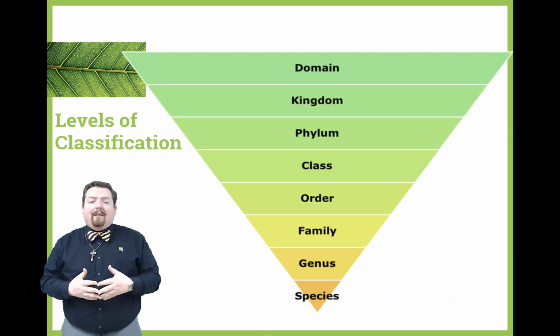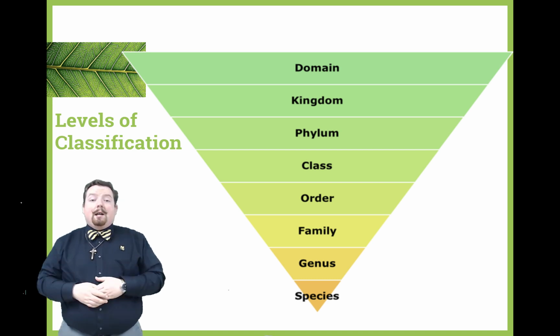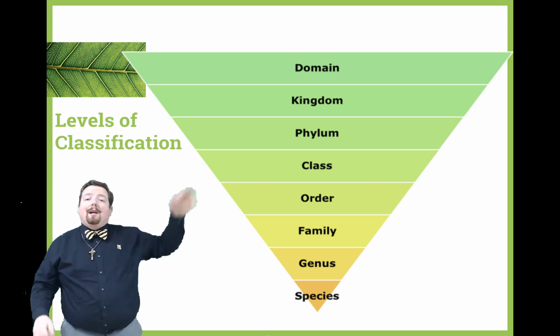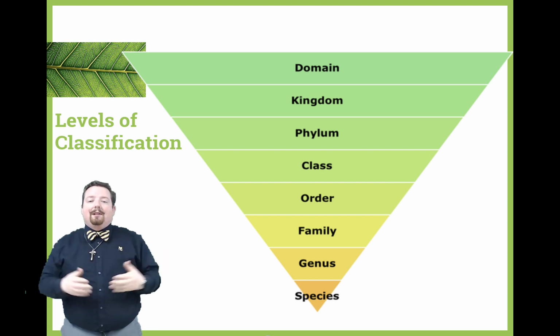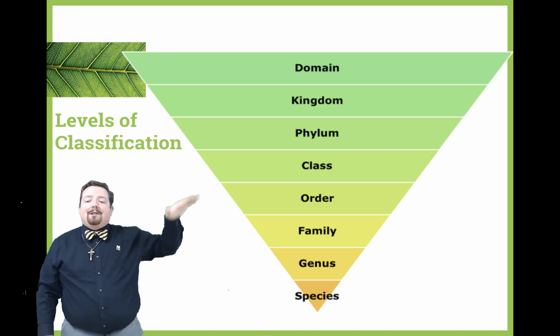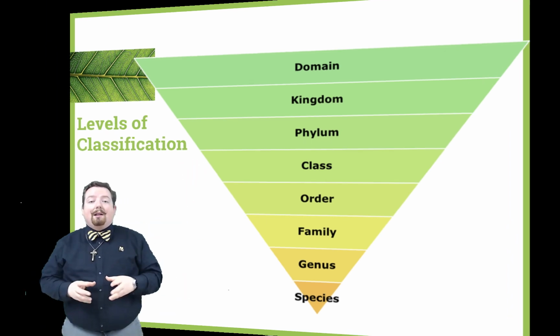We can also think of it as like a pyramid chart, but the pyramid's upside down. So we have domain up here at the top. As you can see, that is the largest level. And we go down all the way to species, which is the smallest level.